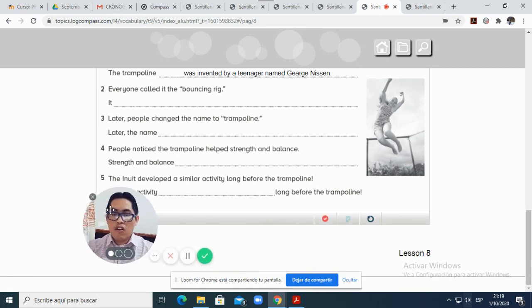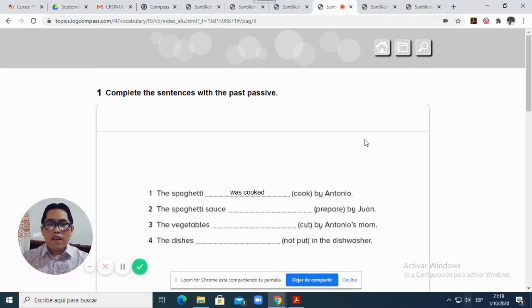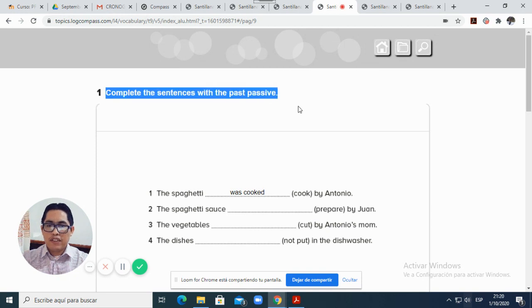Notice that we always use was because this is the past passive and the past participle verb, in this case invented. So you will need to write these sentences in the past passive like this example I'm showing you. So this is all about lesson 8. Let's see examples of lesson 9. Here it says, complete the sentences with the past passive. This is easy. Look, you have the verb cook here, and number 1 says, the spaghetti was cooked by Antonio. Notice that we use was, and because this is a regular verb, we use ed, cooked.